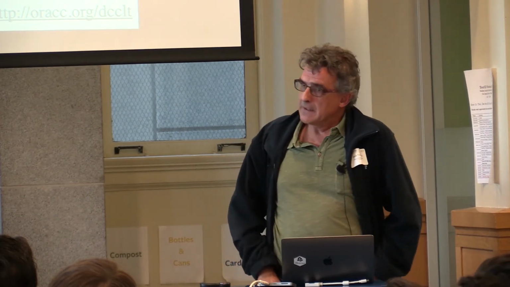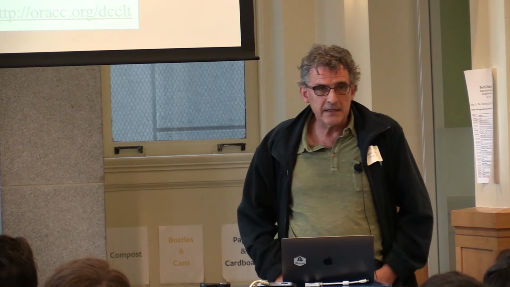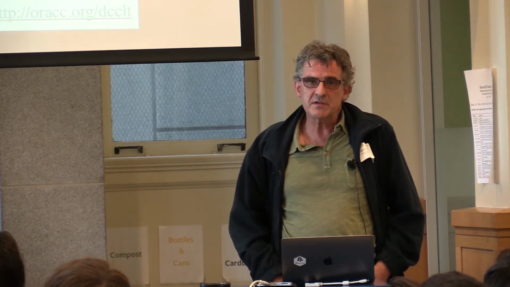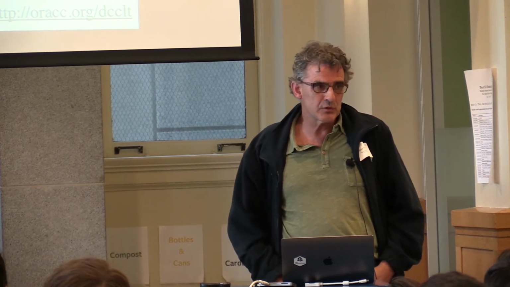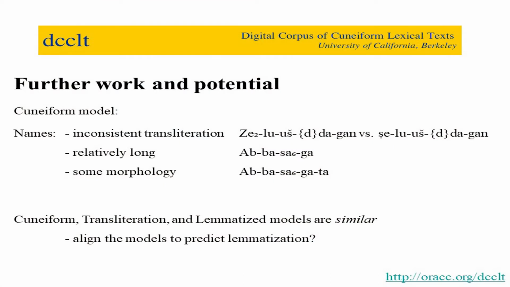Plus, in proper names, we are often much more uncertain about how the signs should actually be transliterated. So there is a lot more variation or a lot more inconsistency in transliteration. And that inconsistency is resolved when you return the transliteration back to Cuneiform. So there may still be some use for the Cuneiform model, primarily in analyzing names.